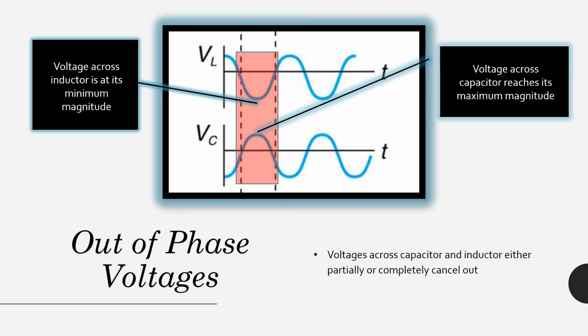If we superimpose the graphs of those two on top of each other, we see that when the voltage across the inductor is at its minimum magnitude, the voltage across the capacitor reaches its maximum magnitude. And what that tells us is that these voltages are actually either partially or completely canceling each other out. And that's going to be important when we want to learn about the resonant frequency of this circuit.